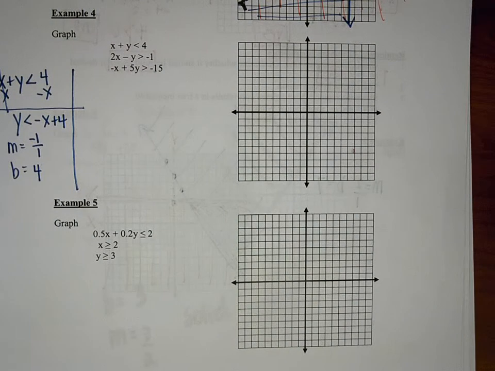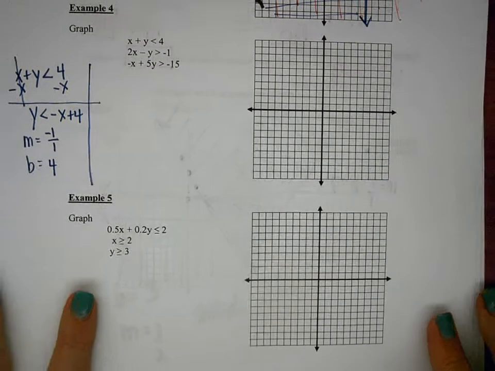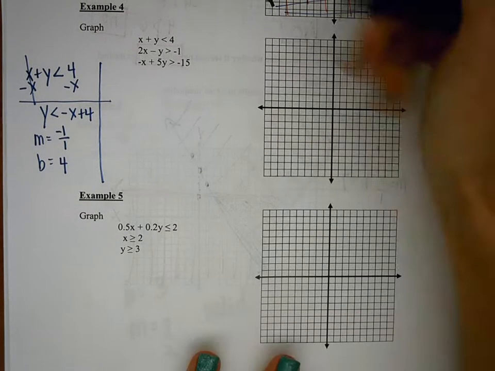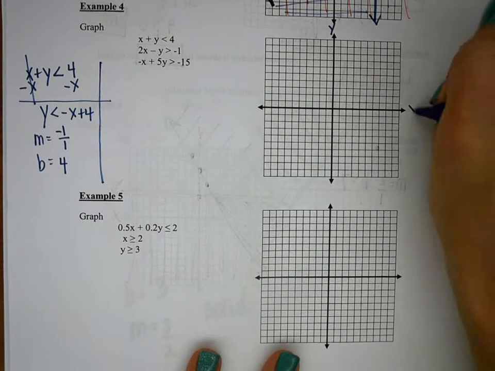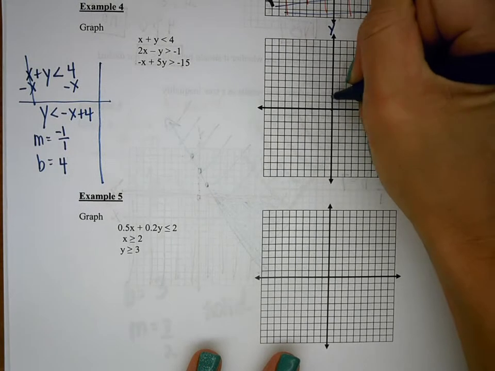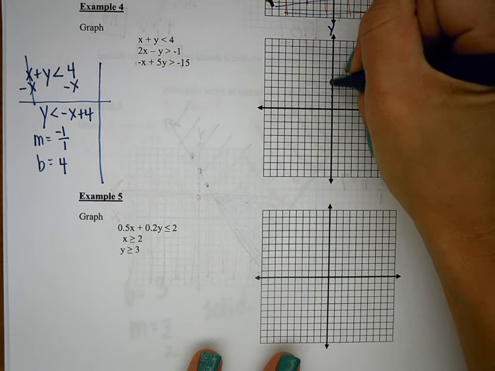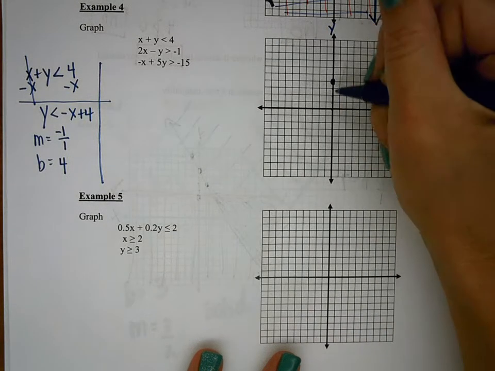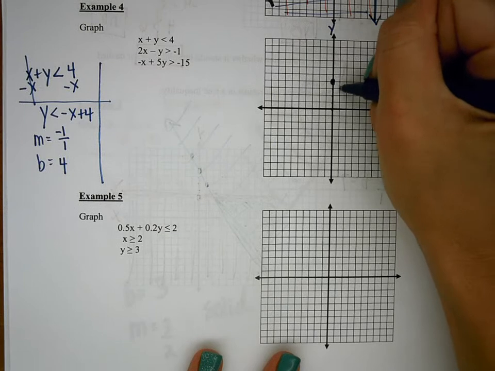Where do I go first? Good. Up 4 on the y-axis. Again, remember y-axis, x-axis. So we go up 4: 1, 2, 3, 4. Make a point. From there, where do I go? Down 1, right 1. Perfect.